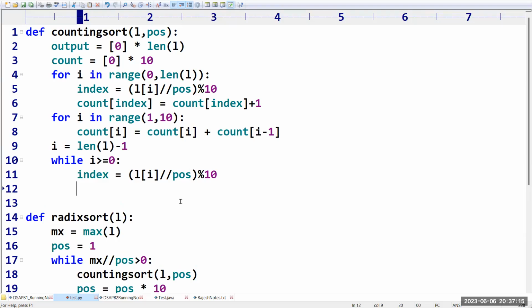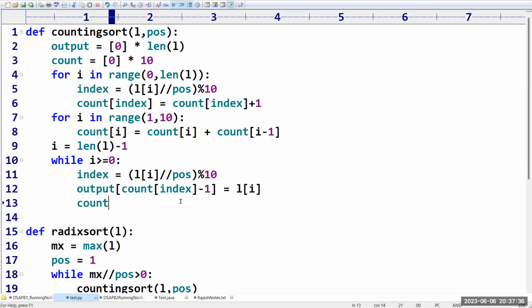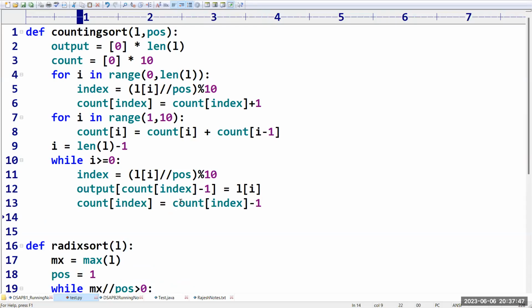I am going to take the index value, and in the output, the count of index is there, right? Its value minus 1 is the position for that list item. I am placing the item in the output array at that corresponding position. After this, in the count array, we have to reduce that index value because one value we captured, right? That's why count of index is equal to count of index minus 1. Similarly, your I value will become I minus 1 to get the next element. Like this we are going to fetch all the values.